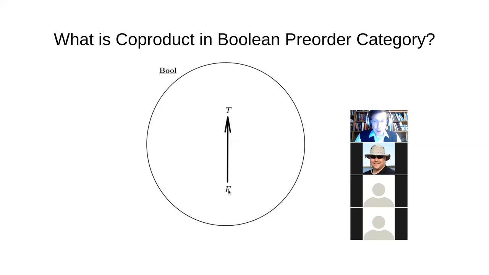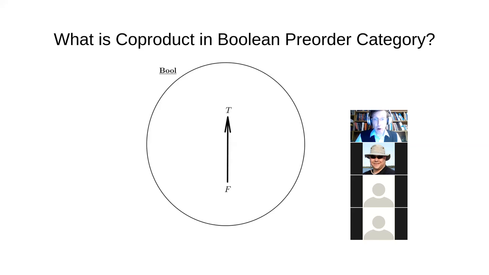False. What's the closest upstream object from false and true? We need an object that's upstream of both of them. So what would that be? Also false. And true and false? Also false. And true and true? True. What does that sound like? False and false is false. False and true is false. True and false is false. True and true is true. It is the logical and. So product in a Boolean preorder category is and.